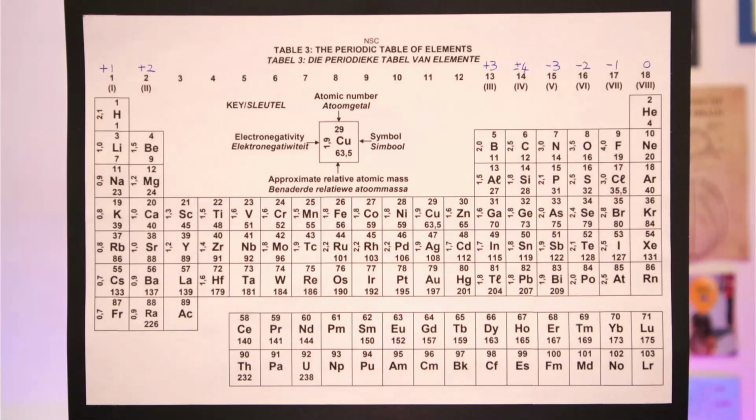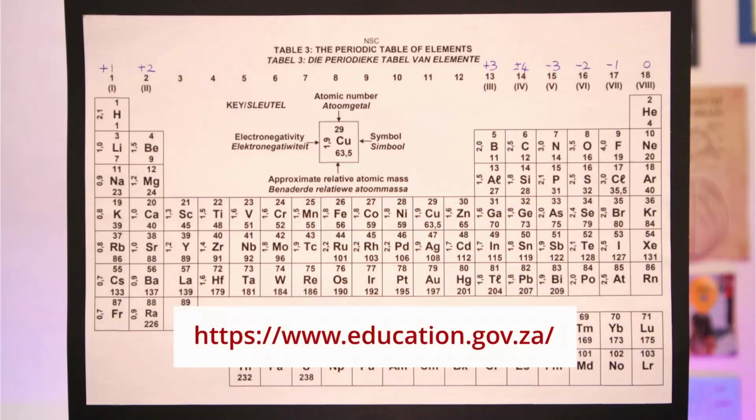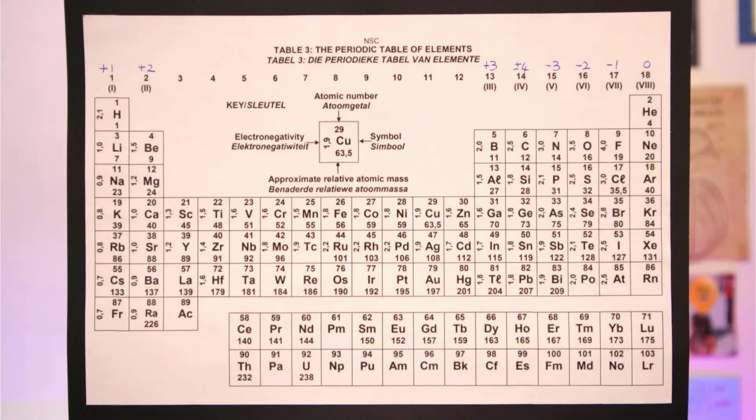Okay, so what you are seeing on screen now is a copy of a periodic table. This particular periodic table is the one provided to high school students in South Africa by the Department of Basic Education, but any copy of a periodic table should do.